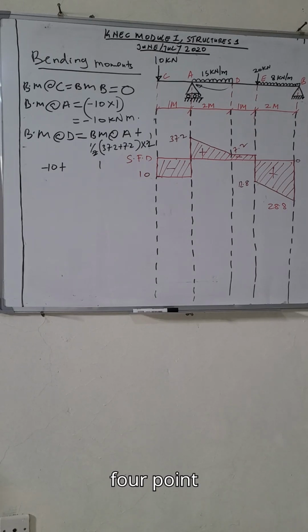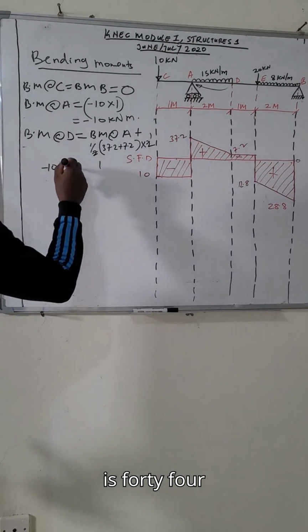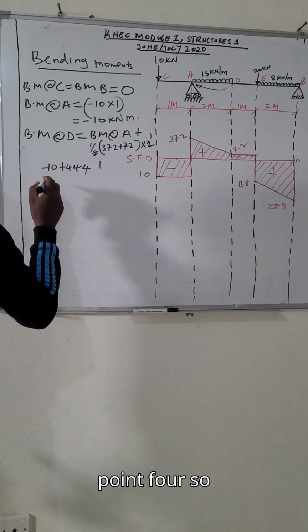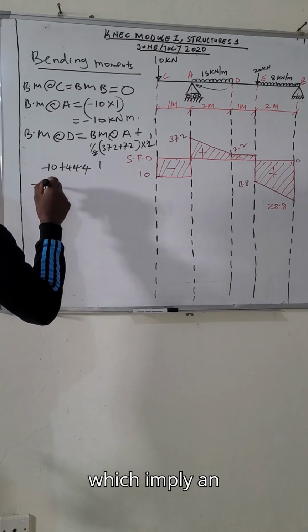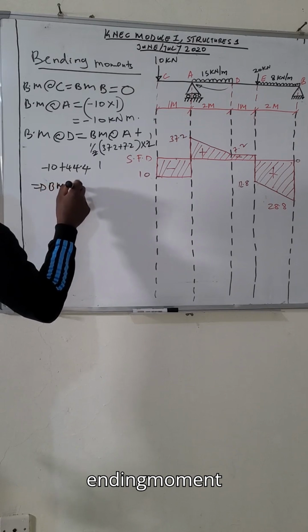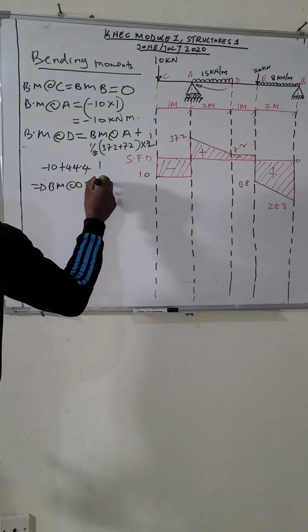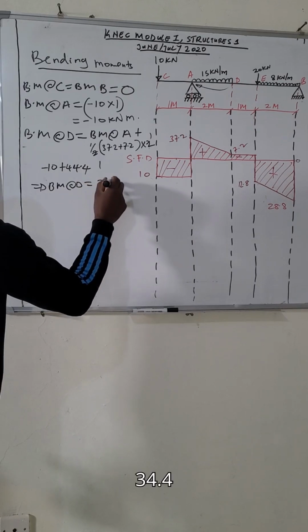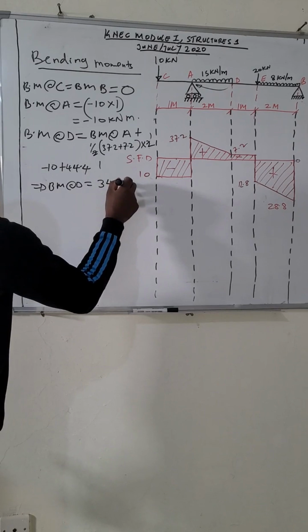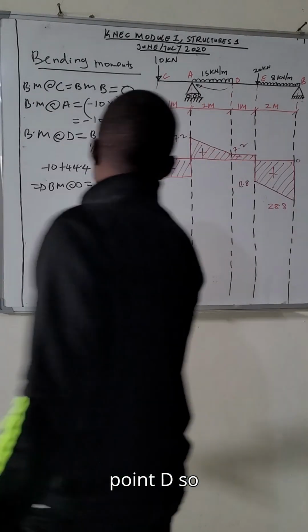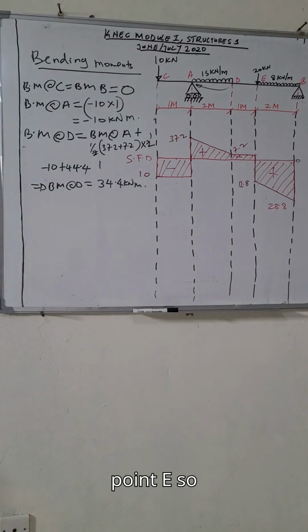You get 44.4, which implies the bending moment at D equals 34.4 kilonewton meter. So that is the bending moment at point D. Let's move to point E.